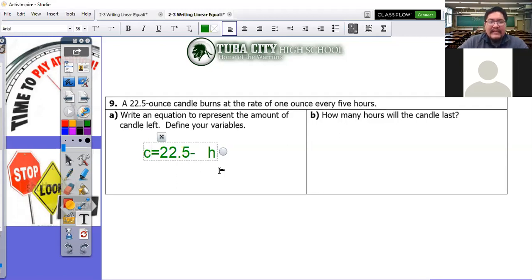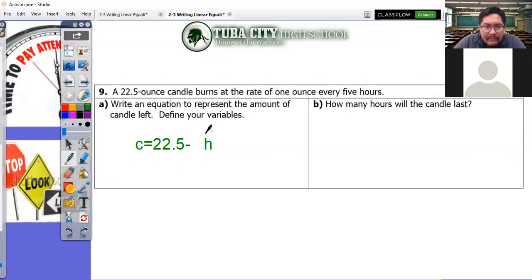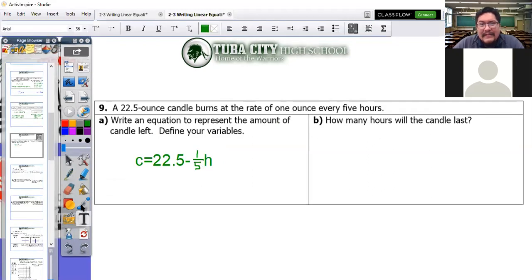And I'll put C for candle. And that means that in every 5 hours, 1 ounce every 5 hours, you're going to have 1/5 H. So if 1 hour goes by, you burn 1/5 of an ounce. And again, that's a bit of a tricky thing.